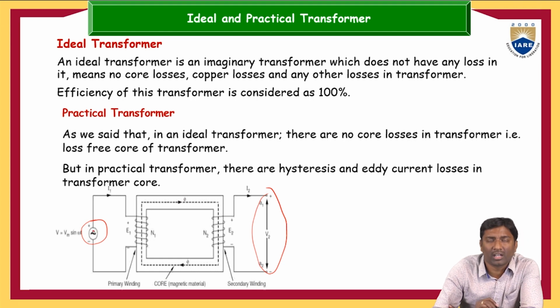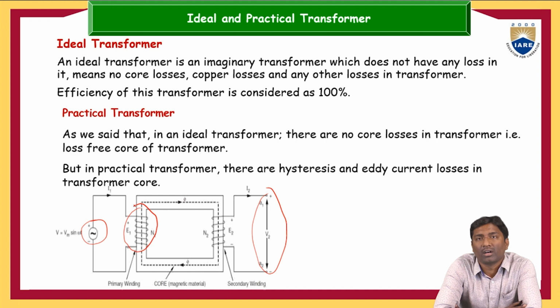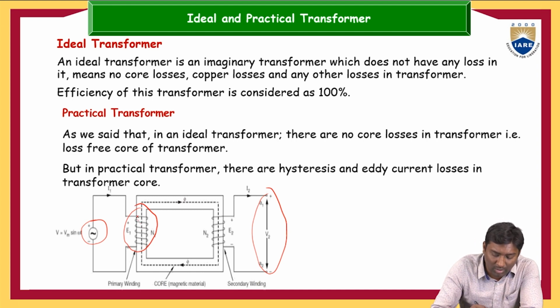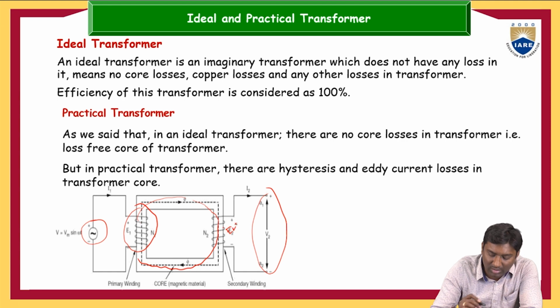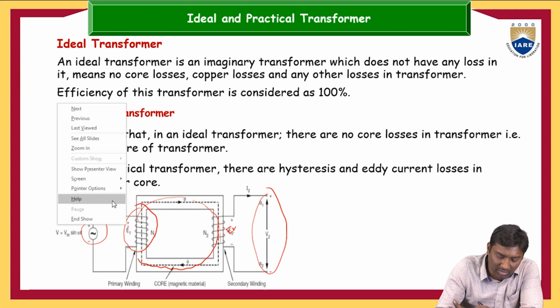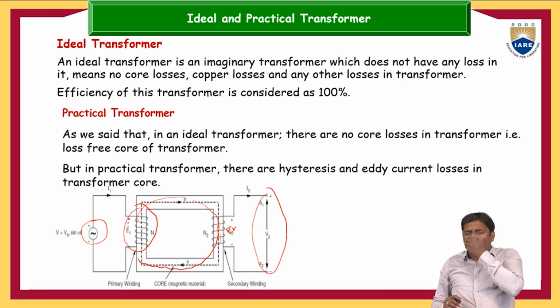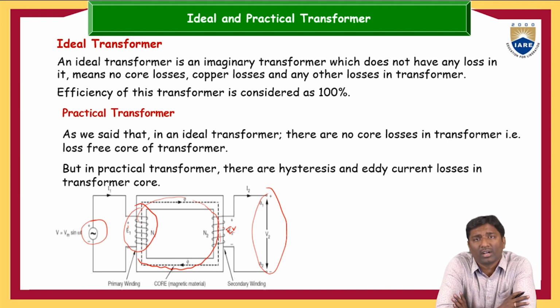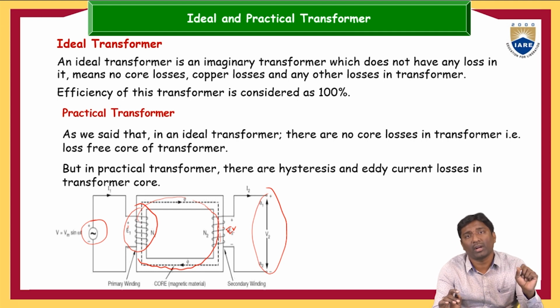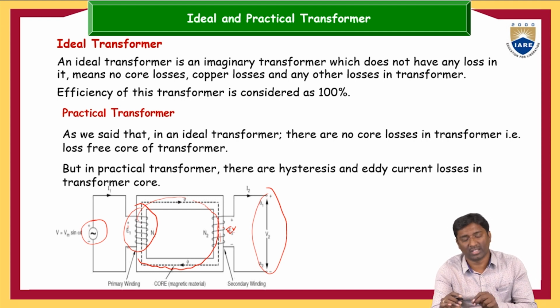If we give a supply here, then flux will be set up by the primary winding. This flux flows in the core in a clockwise direction. Then this flux will be linked with the secondary winding, and an induced EMF E2 will be produced. Due to this induced EMF, a secondary flux will be produced. The secondary flux will be linked with the primary winding, and then we get the induced EMF E1. This process goes on according to mutual induction, or the transformer principle. So the practical transformer under no load condition and under load condition, that we'll discuss.